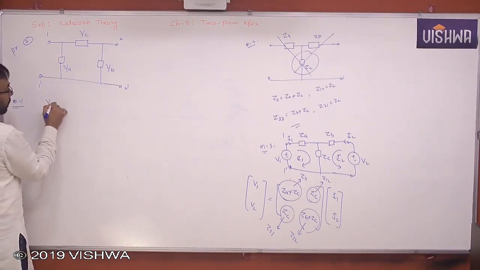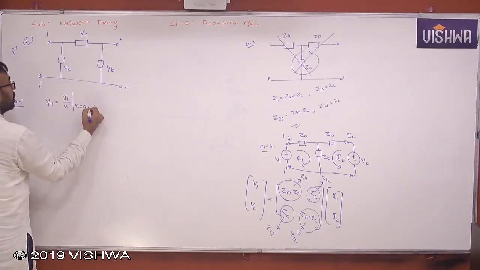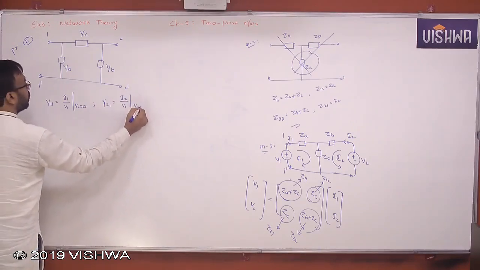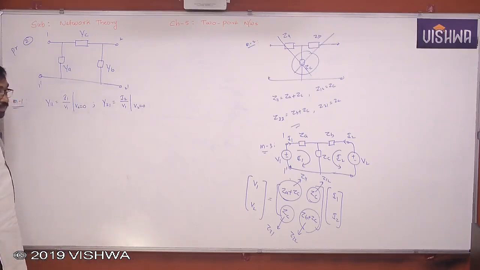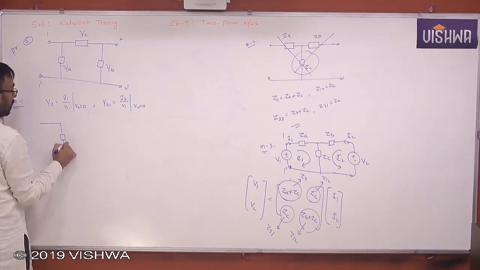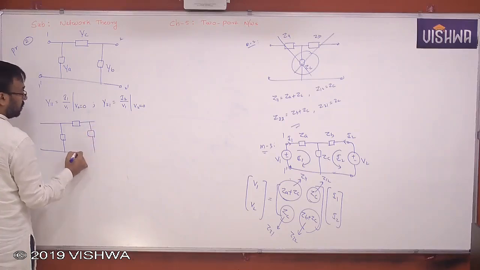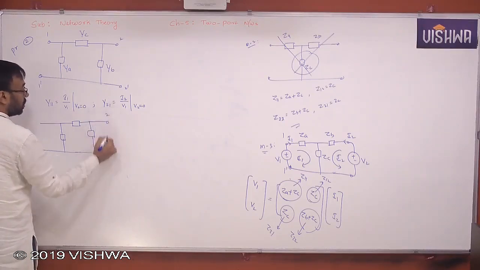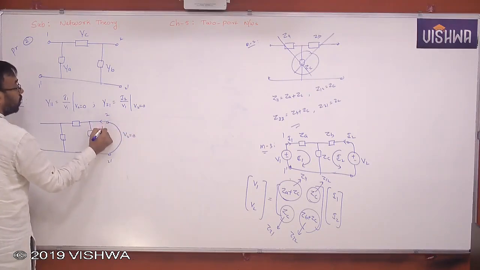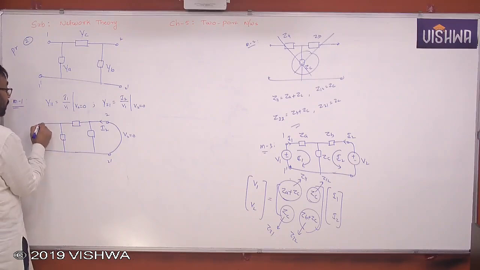What is Y11? I1 by V1 when V2 is 0. What is Y21? I2 by V1 when V2 is 0. Understand? So let us apply this. V2 is 0, that means shorted. But you get some current I2 if you keep an ammeter here, yes or no? Because of the closed path, you'll get some current.